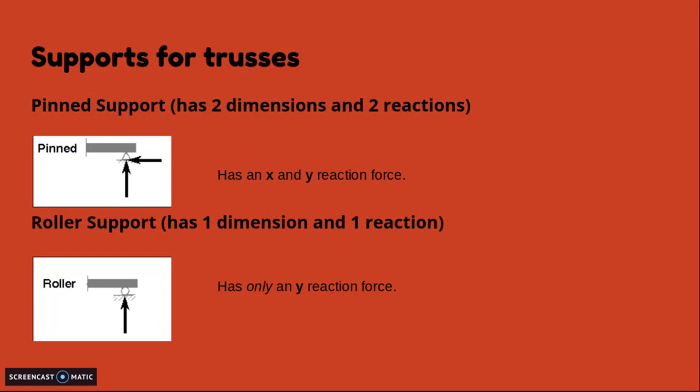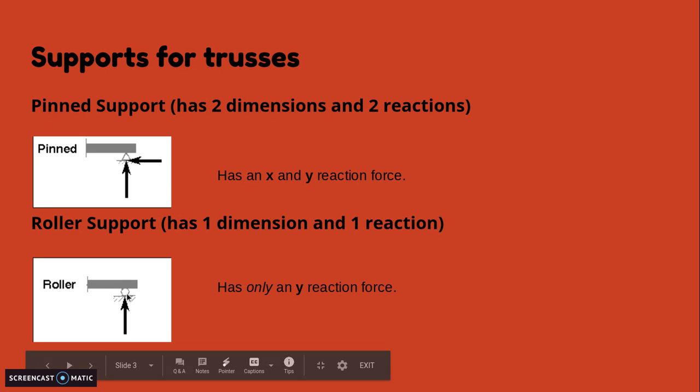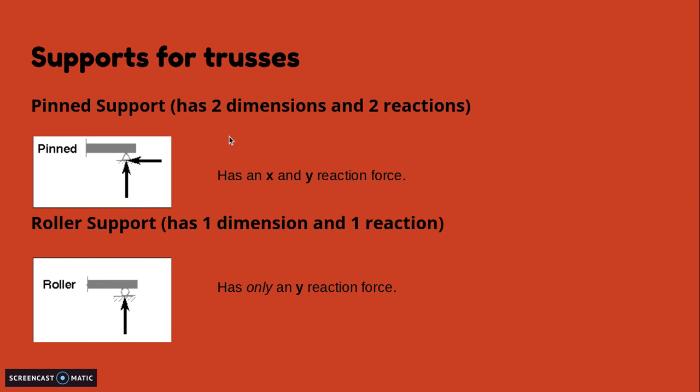There are certain supports that are used for trusses, and there are two types that we'll talk about. A pin support has two dimensions and two reactions, so it's basically just a pin, and the symbol is a triangle, and basically it has an X and Y reaction force, and we'll talk about this more in Activity 2.1.7. A roller support has one dimension and one reaction, so that's the only difference between the two. This one is a roller, it has a circle, and it only has a Y reaction force. So there's only one reaction force for a roller, but two for a pin support.